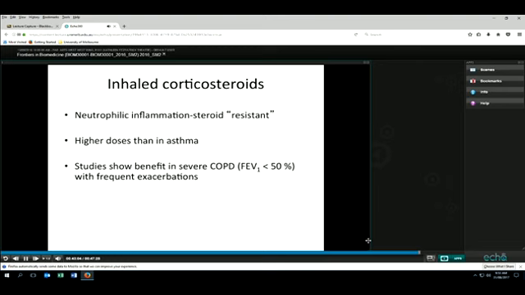It does need to be high-dose steroids, and it should only be used in the severe COPD group with frequent exacerbations. There are a group of patients who have severe airflow obstruction but do not experience frequent exacerbations, and that group should not receive inhaled corticosteroids.